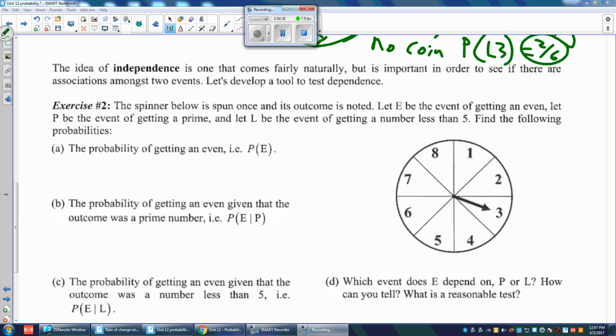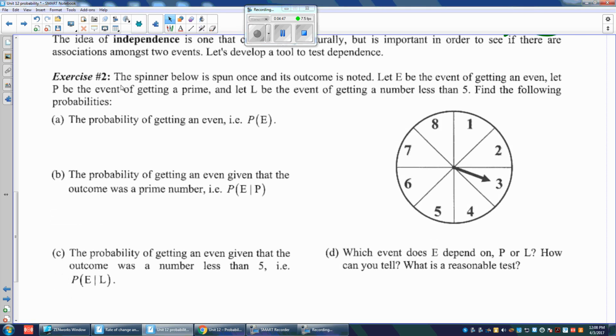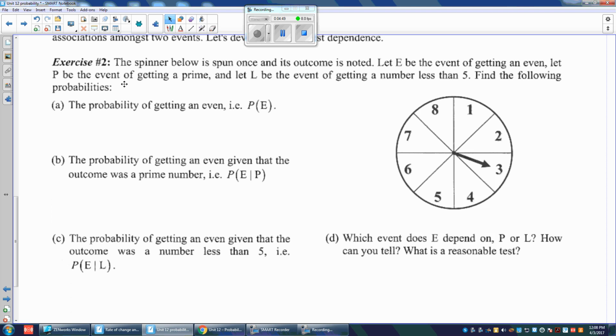A spinner is spun once. Now, I told you, you have to listen to me. We cannot change the question, okay? You can think of a way to change this question so that the answer comes out differently. We do not want to change the question. If you change the question, you will change the answer. Okay, the spinner is spun once and the outcome is noted.